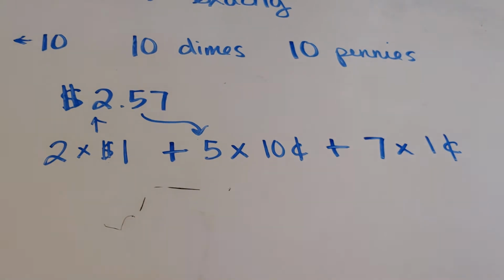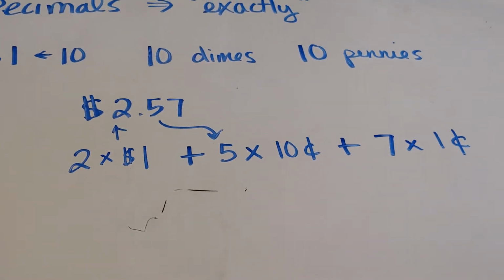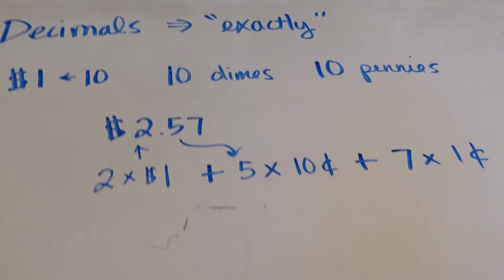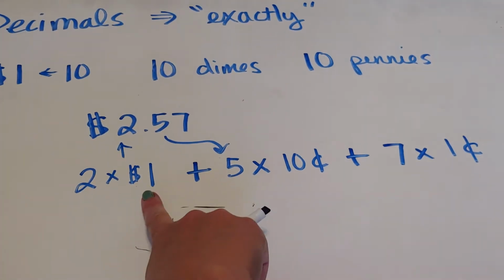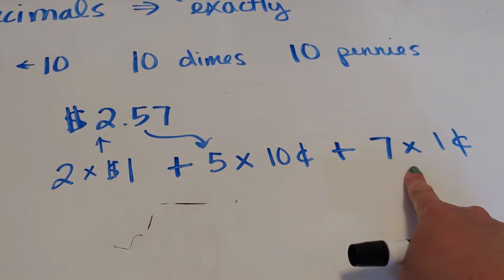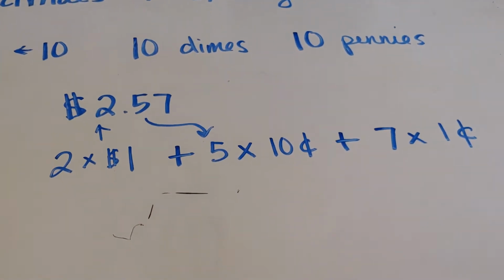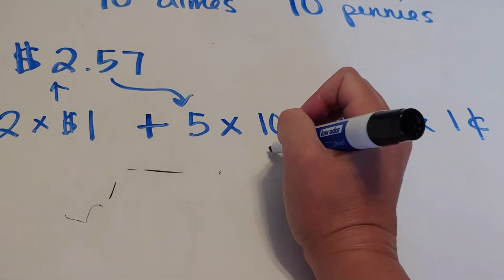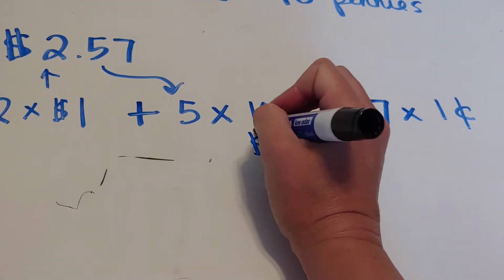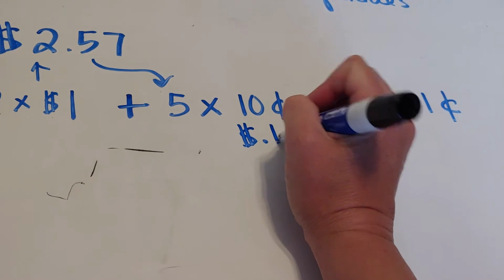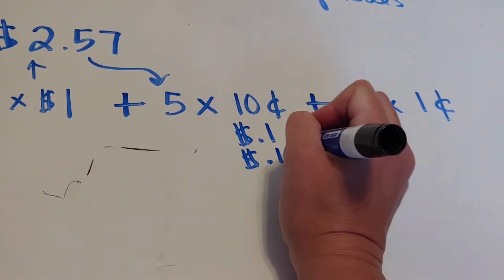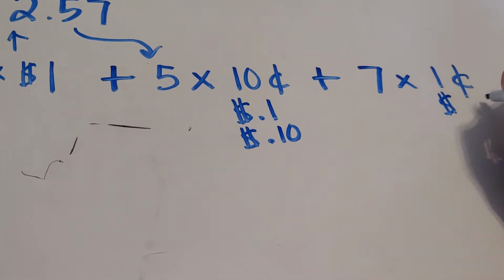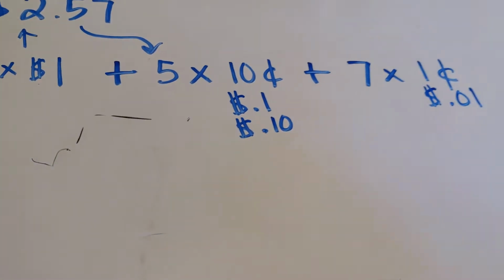Okay. So I know we don't have nickels and quarters here. I chose pennies, dimes, and dollars to simulate base 10. Okay, so I've got my $2 bills, my 5 dimes, and my 7 pennies. What I'm going to do is change this notation, though, for 10 cents. And 10 cents would be the same thing as 0.1 or 0.10. Okay, and 1 cent would be the same thing as 0.01.